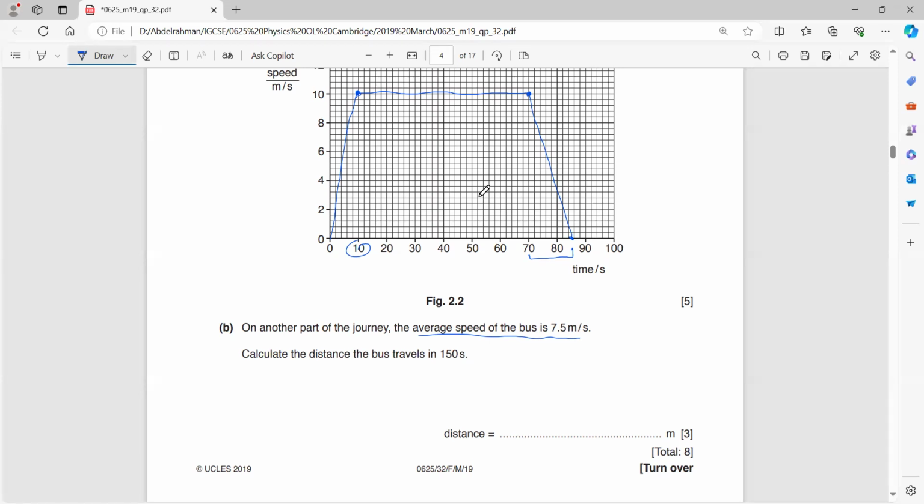Calculate the distance traveled in 150 seconds. When I say average speed, you can use distance equals speed times time, which is 7.5 times 150. What's the total distance? 1,125 meters. Okay.